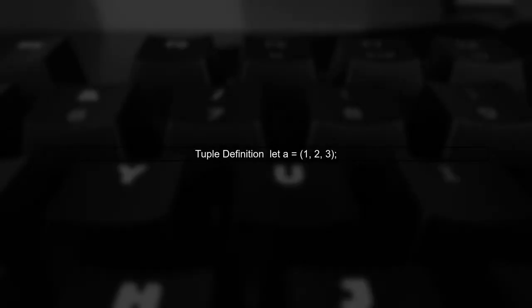Let's explore how to create an array from a tuple in a more efficient way. First, we have a tuple defined as follows. In the traditional method, we would manually extract each element of the tuple to create an array, like this. However, there's a more elegant solution.